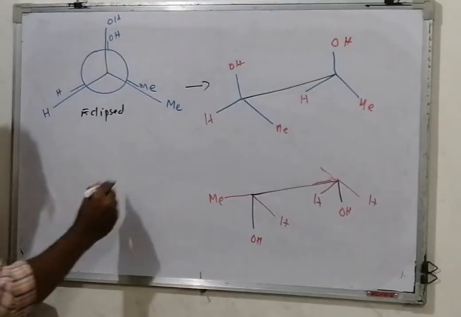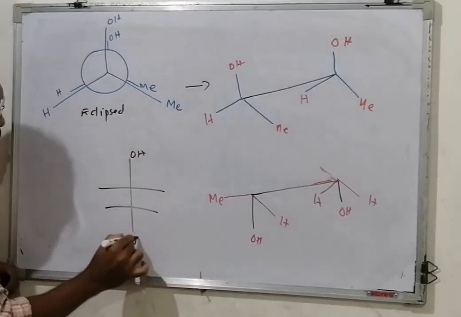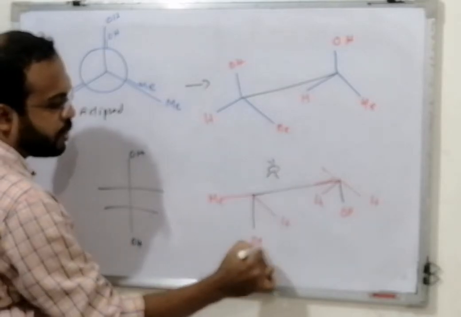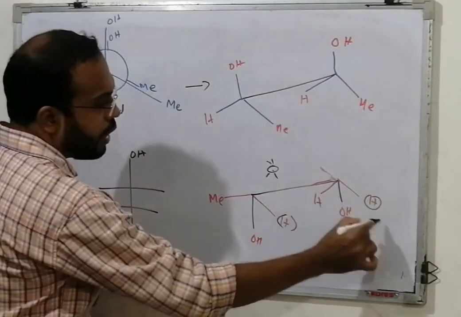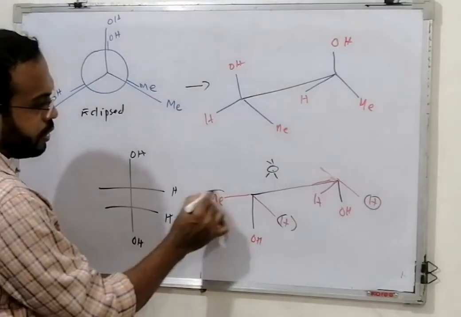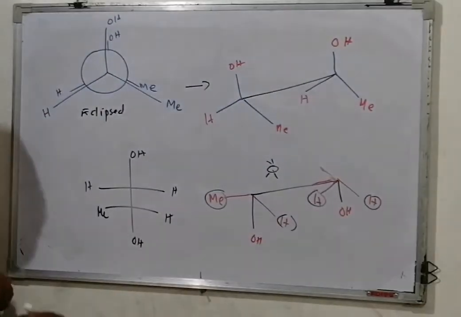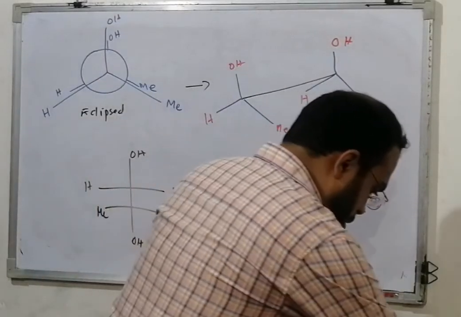Now please draw the Fischer. This OH and OH, because vertical line, because you are looking from this side. Therefore, away from the observer is OH. Therefore, it is vertical. And these groups are right groups: H, H. These groups are left groups: Me, H. Okay, fine. That's all.